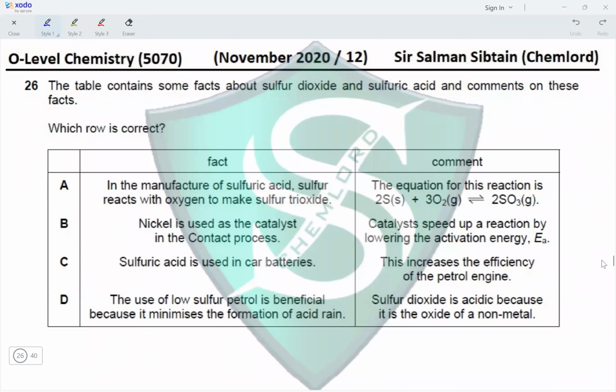Question 26. The table contains some facts about sulfur dioxide and sulfuric acid and comments on the fact. Okay, which row is correct? A. In the manufacture of sulfuric acid, sulfur reacts with oxygen to make sulfur trioxide. No, it reacts with oxygen to make sulfur dioxide. B. Nickel is used as a catalyst in the contact process. No, the catalyst used in the contact process is V2O5 or vanadium 5 oxide.